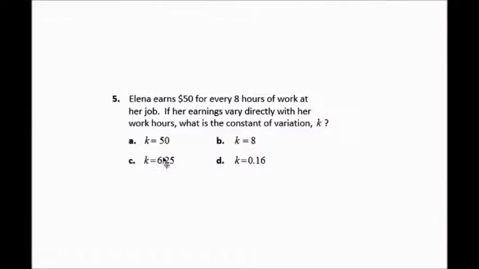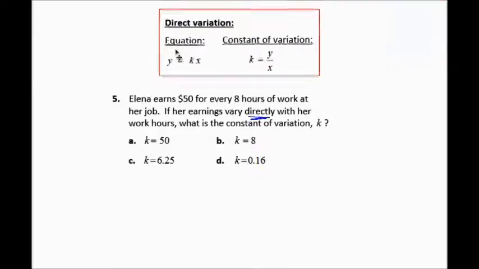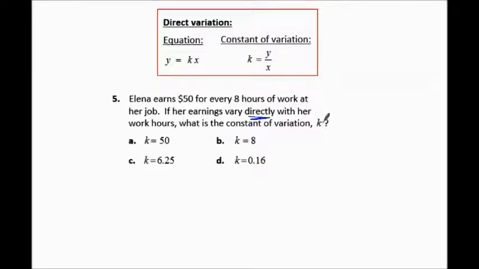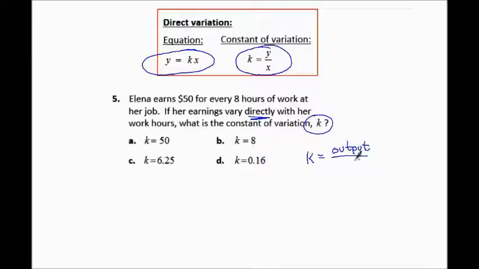In this next problem, they're saying Elena earns $50 for every 8 hours of work at her job. If her earnings vary directly, here's that keyword directly, so immediately I'm going to refer to my direct variation information. What is the constant of variation k? So they're asking me to deal with this equation k, which can also be seen like this. K is going to be y divided by x. So y is your output, x is your input. So k is going to be equal to the output over the input.